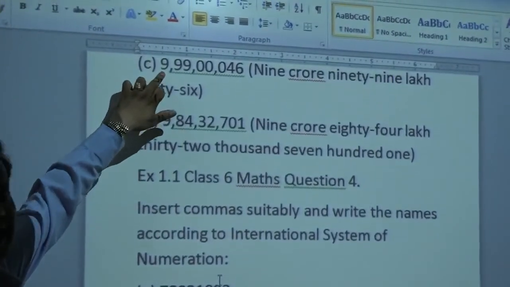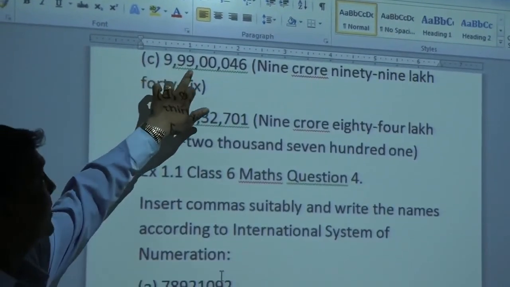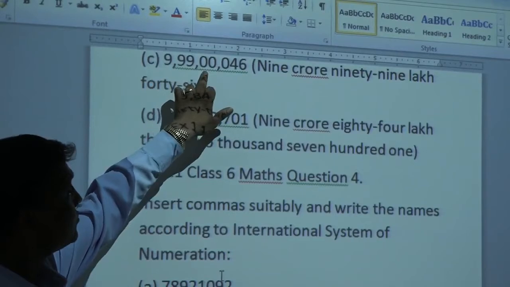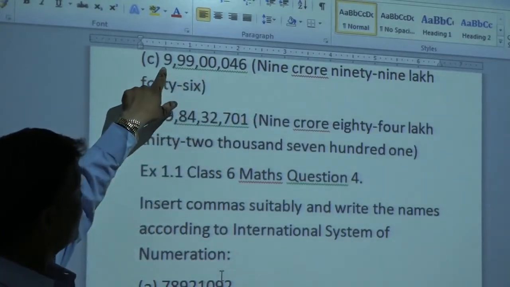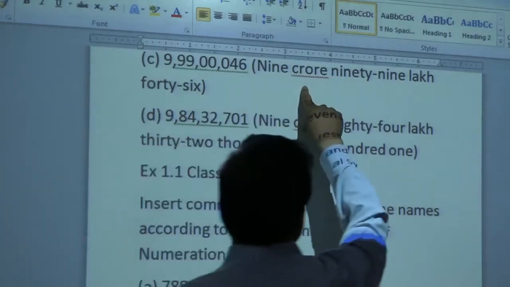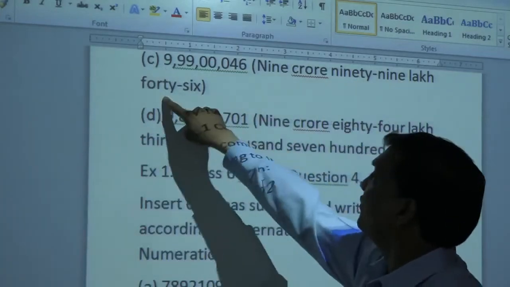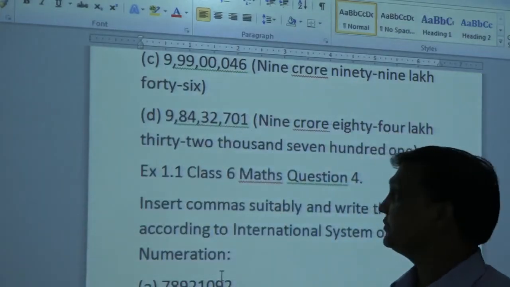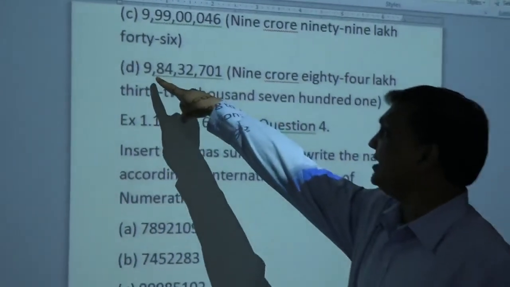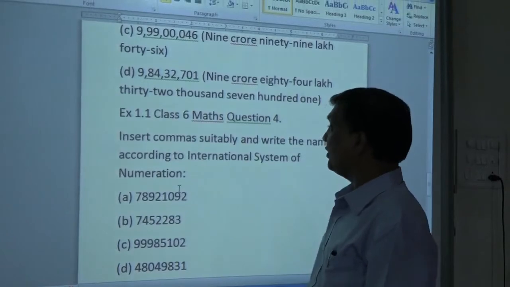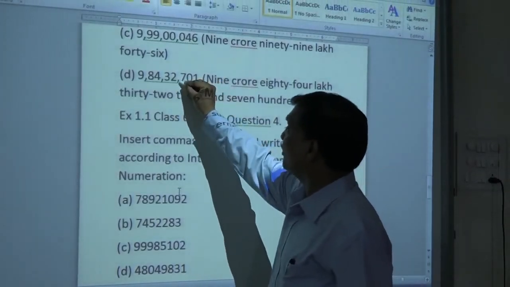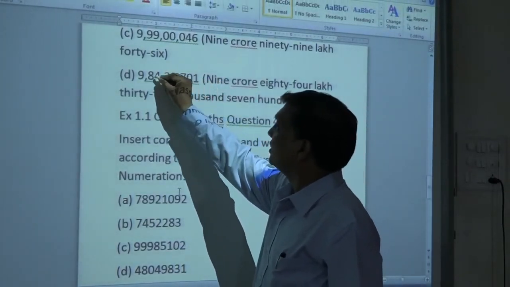So it is ones, tens, hundreds, thousand, 10,000, lakh, 10 lakh, crore. So it stops at the crore. So how much is it? 9 crore, 99 lakh, there is no thousand, 46. So the answer to this question you have to write is 9 crore, 99 lakh and 46. This is the writing. Now next.